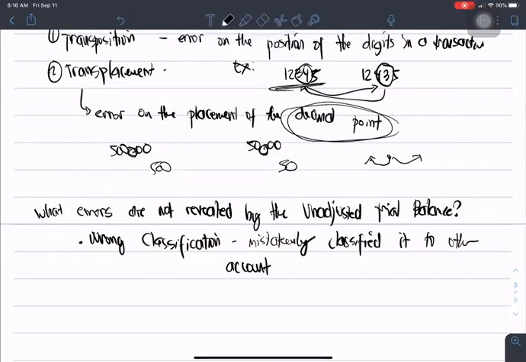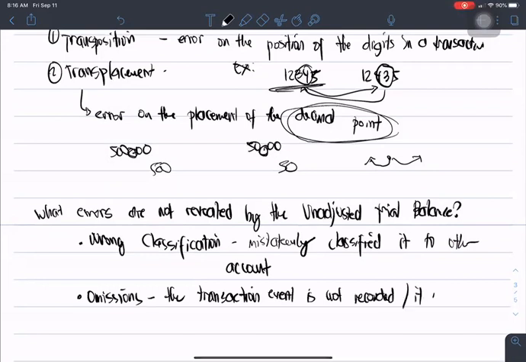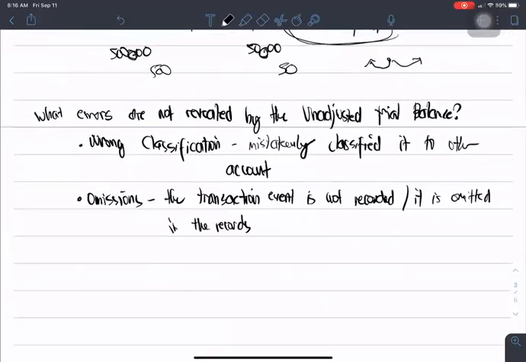Next, we go with your omissions. When we say omissions, the transaction or event is not recorded or it is omitted in the records. Omitted in the records. So here, there was no entry made. Since there was no entry made, of course, since mathematical accuracy was only proven, meaning whether it is equal or not, then omission cannot prove whether it is equal or not because it is really omitted. It was not entered at all.